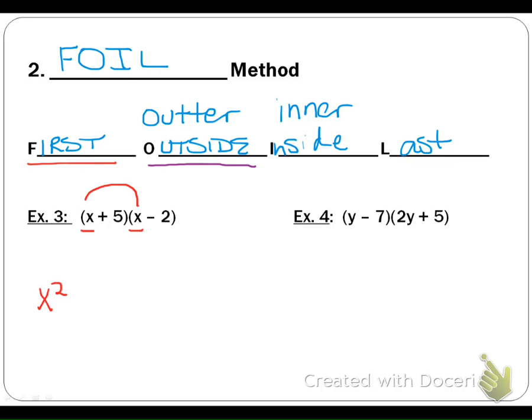Outer or outside refers to the first term of the first expression and the last term of the last expression. So this is what I mean. These two terms right here, the x and the negative 2, are on the outside of both expressions. I can show this multiplication again using an arch. I'm going to do my arch down below here like this. Do you see they're both on the outside? Multiply the x times negative 2 is negative 2x.